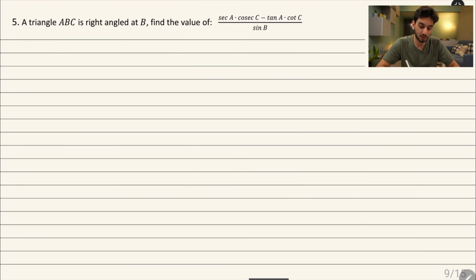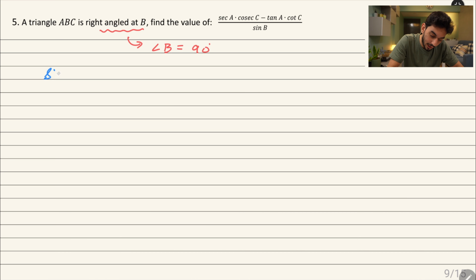Okay. The next question. This one says in triangle ABC, right angled at B. That's super important information which is given. Right angled at B, which means that angle B is equal to 90 degree. That is really important. It says find the value of all of these things. Okay, let's see what is to be done.